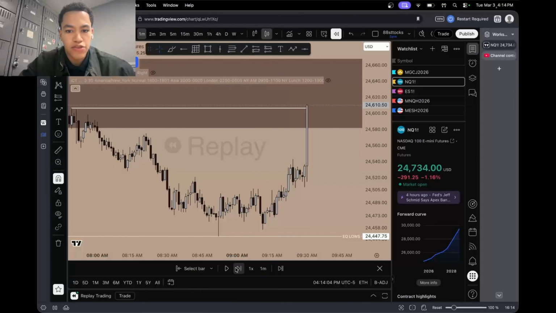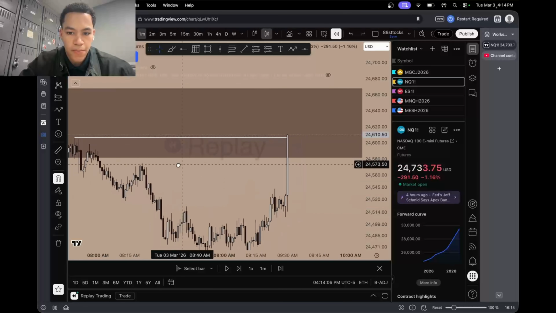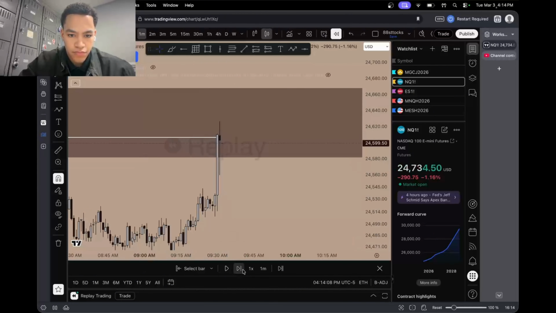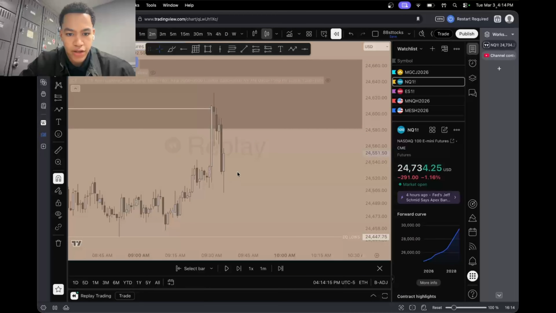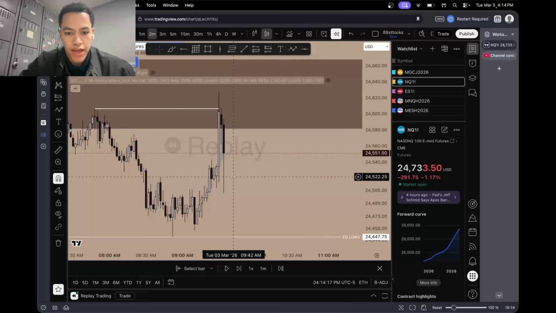Market opens, we get the sweep. Boom. So we sweep liquidity. What do we then do? We actually do create a 1-minute gap and inverse it. But what do we also have here at the same time as this 1-minute gap? We have a 2-minute gap. And what do I like to do? Wait for the highest time frame inversion. So I need to wait for this 2-minute gap to inverse.